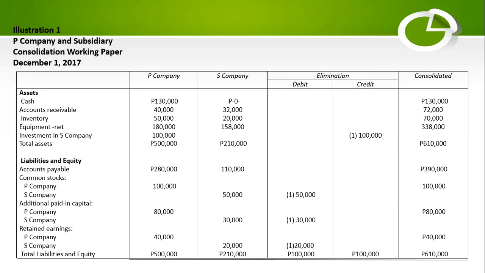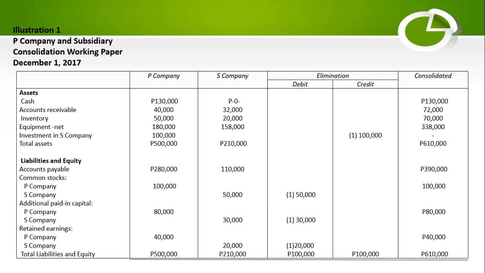Okay, so we now go to our illustrative problem for parent and subsidiary relationship. Actually, you can already find this in the next chapters, but for the meantime, you just stick to the module. So we have P company as the parent, S company as the subsidiary, and now we have the elimination entries and the consolidated balances.